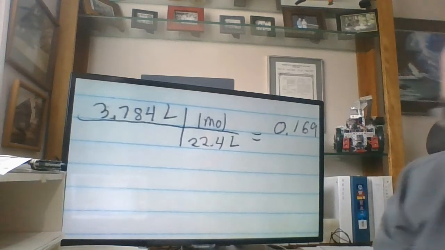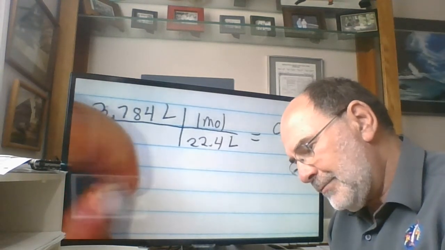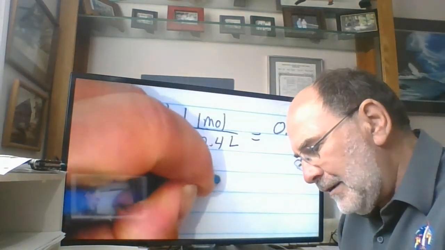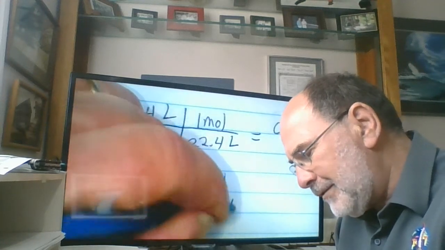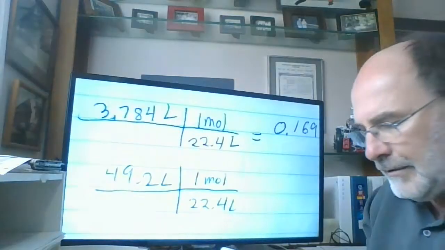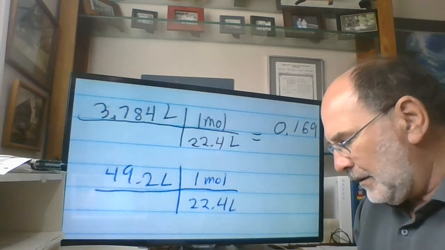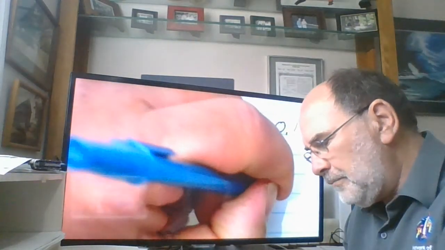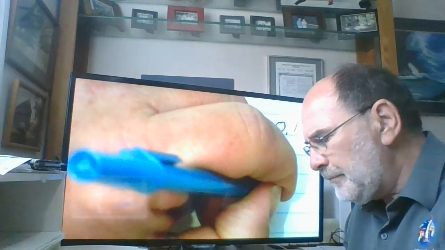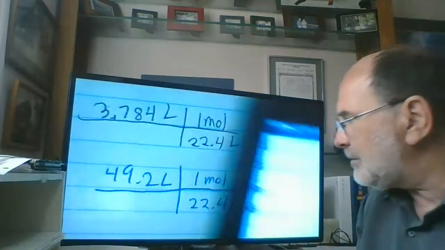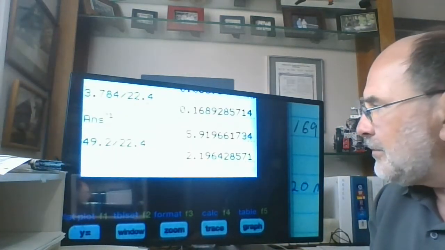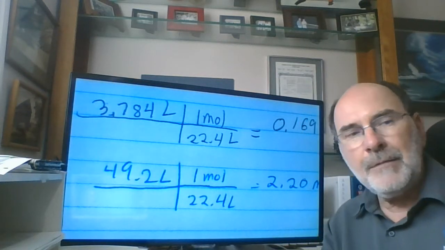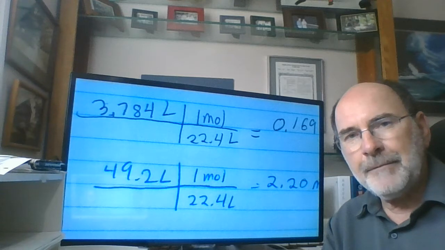49.2 liters, convert that. Each mole requires 22.4 liters of volume. And now you should have your sound effects mastered. And I get 2.20 moles to 3 sig figs, 2.20 moles in the volume of a kitchen trash bag.